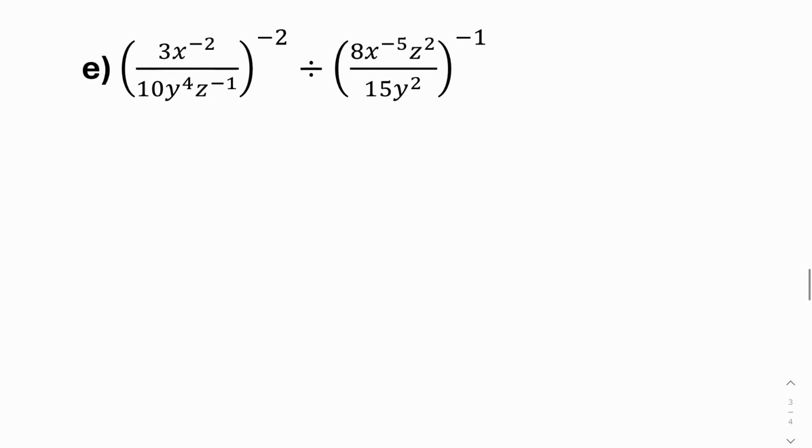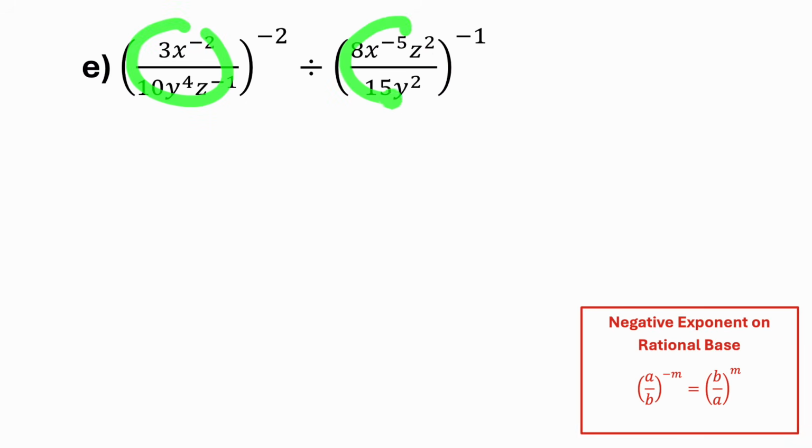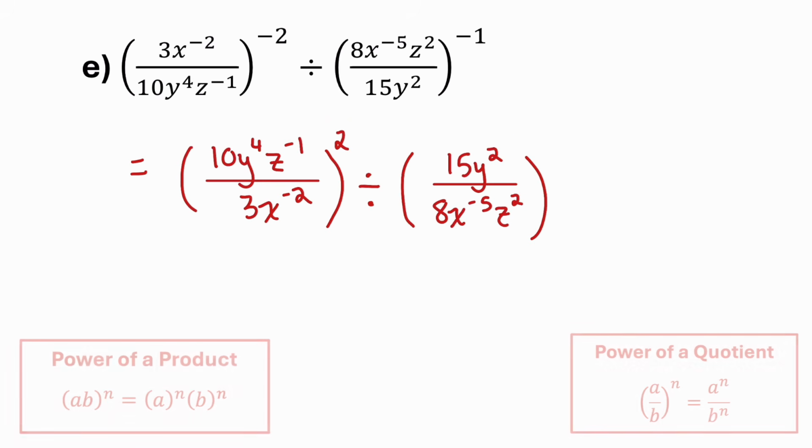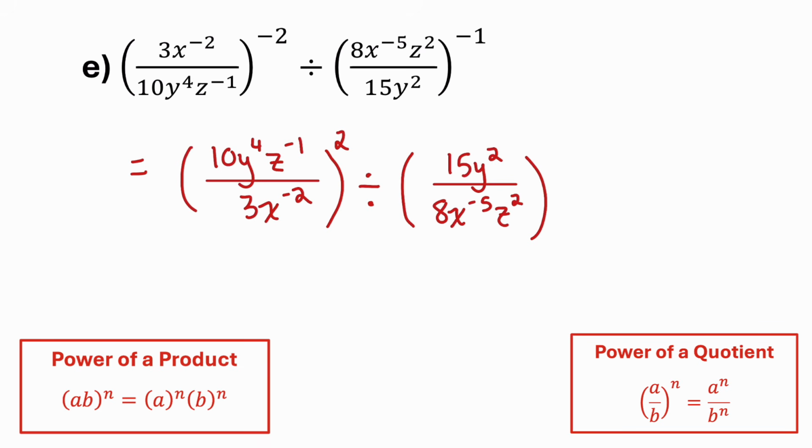Let's do part E. I notice I have two powers with rational bases where their exponents are negative. So I can use the rule that tells me I can change both of those exponents to positive if I flip the bases. And if the exponent on a power is 1, we don't have to write that. And then based on the power of a product and power of a quotient rule, this exponent of 2 has to be applied to all factors of the base, the 10, the y to the 4, the z to the -1, the 3, and the x to the -2.